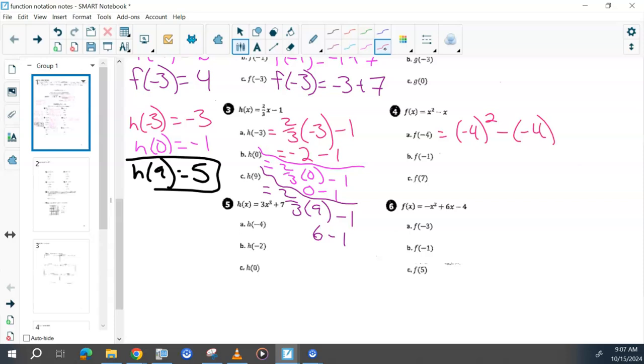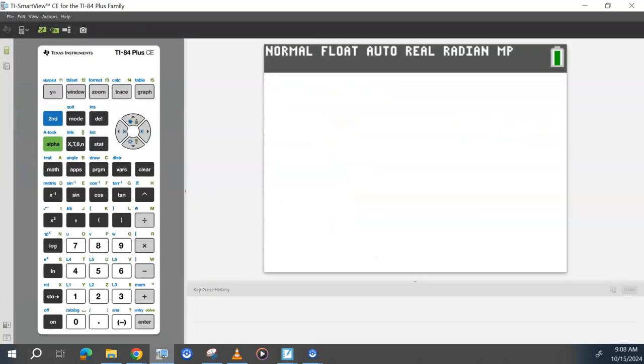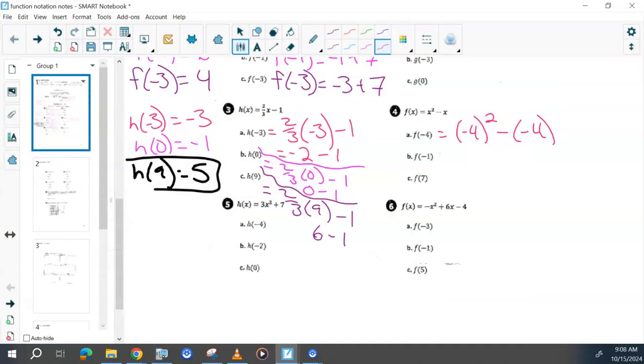So in your calculator, if you're squaring something, you can use this button, but make sure you put this in parentheses and then that outside of the parentheses. Okay. So negative 4 squared would be what? Positive 16. This will become plus 4. So f of negative 4 is 20.